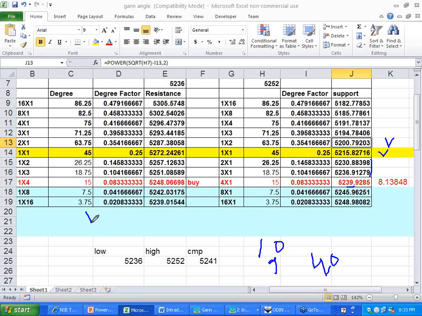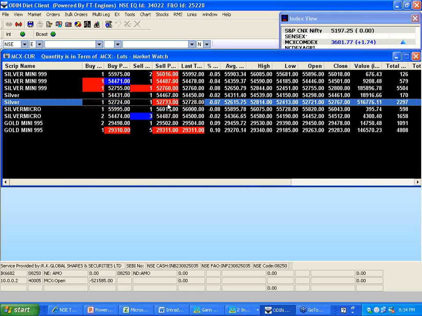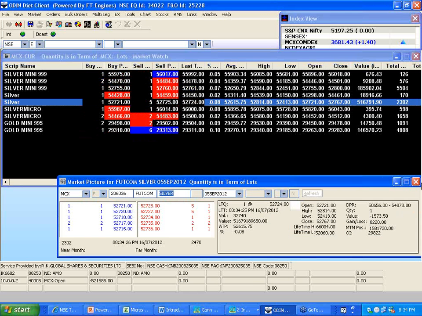So you have seen one example from currency, and you have seen one example for the Nifty. Let us take one more example from commodities. So commodities, let me show you one trade.